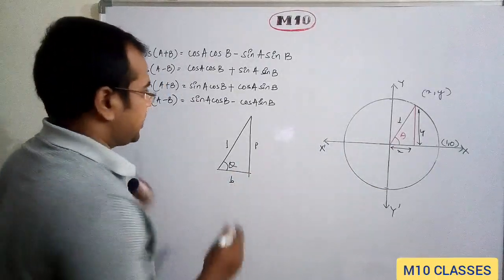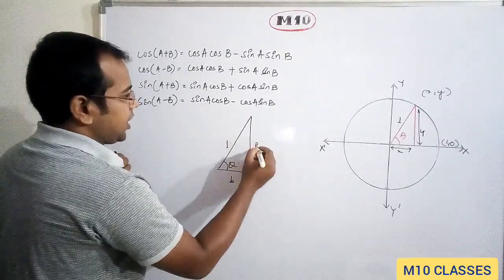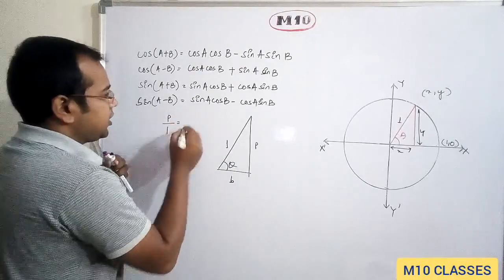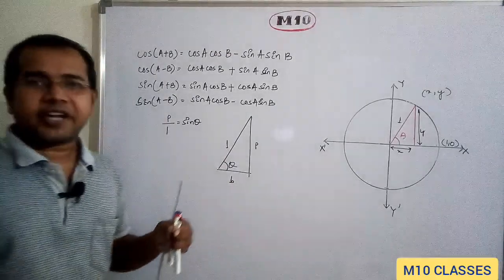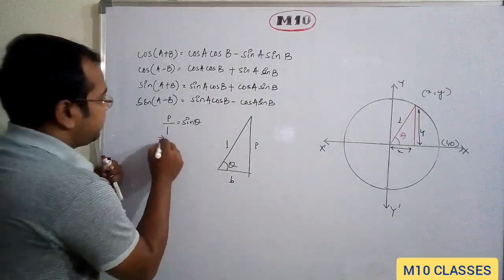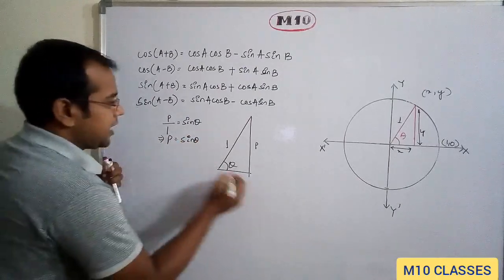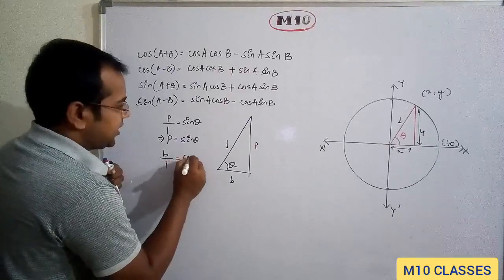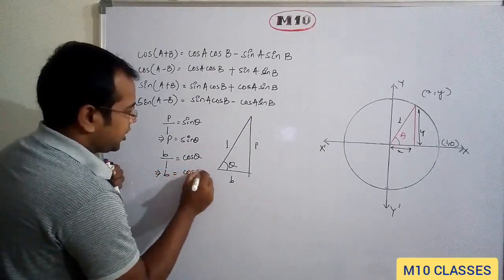Now let us see. So what is the relationship between this? Now if this is theta, this is p, this is h, p by h is 1 here, that is equal to sin theta. So what are we going to get here? P is equal to sin theta. Next, what is b here? B by h is cos theta. So I write it is 1, b is nothing but cos theta.